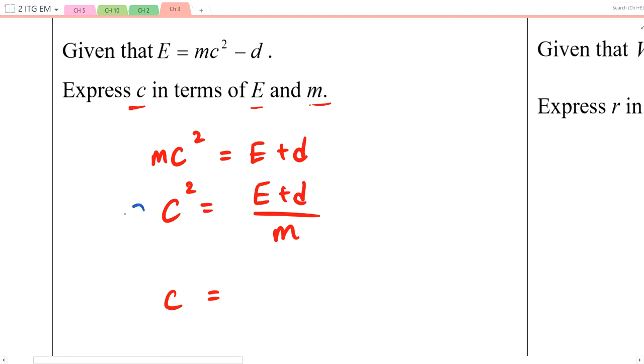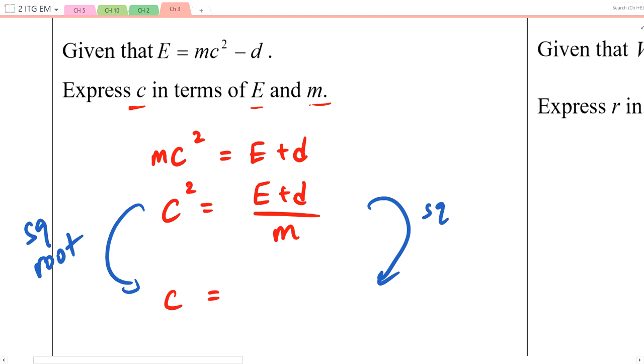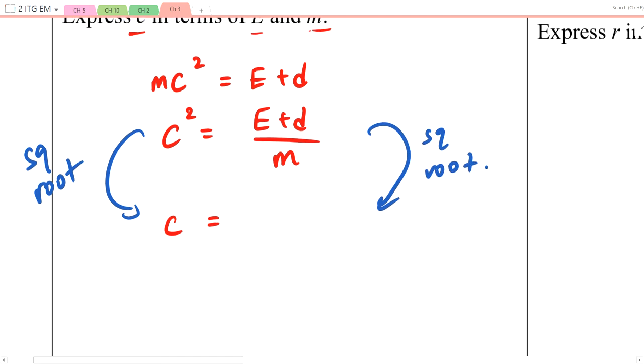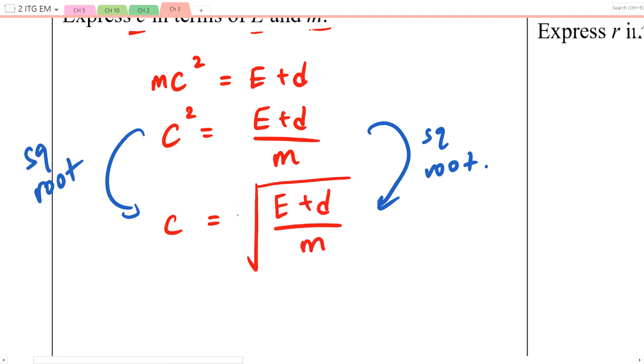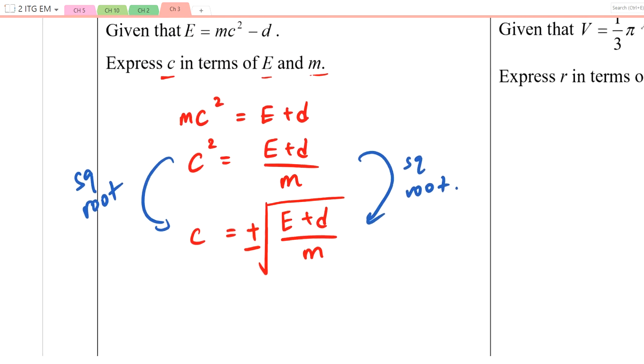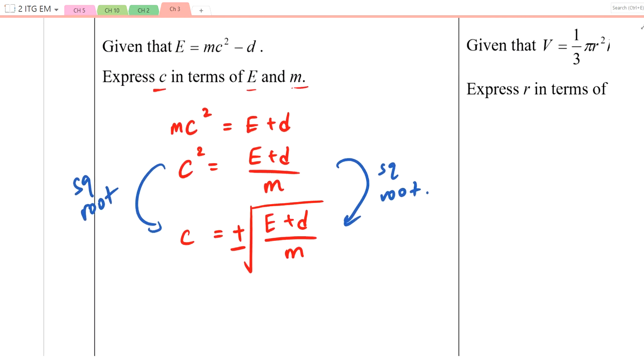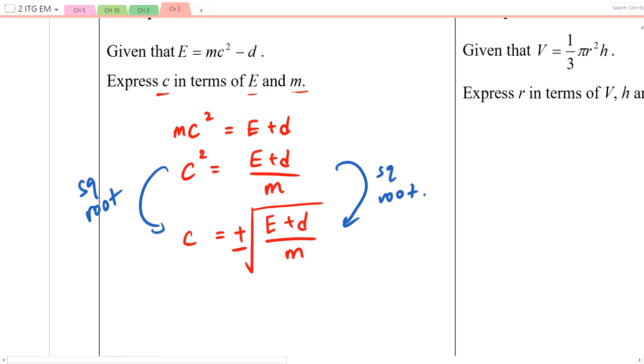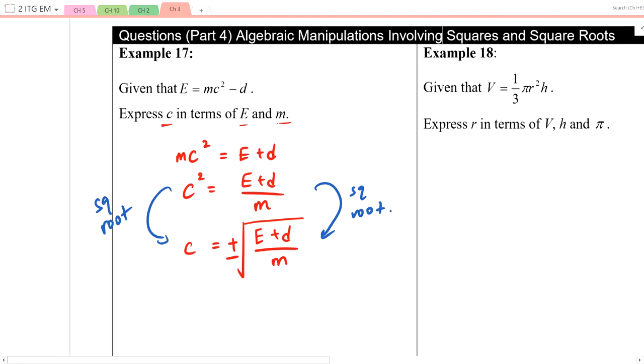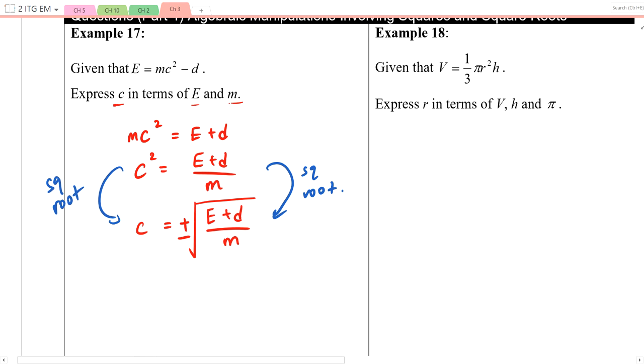Okay, so let me write it down. Square root. Here is where many common mistakes are made. When you introduce the square root yourself, you need to include the plus minus, because there are two possible answers. It could be a positive square root E plus D over M, or negative square root E plus D over M. So you get to try example 18 yourself.